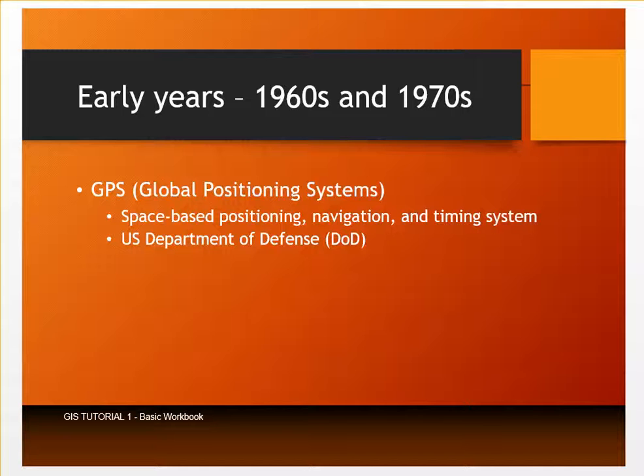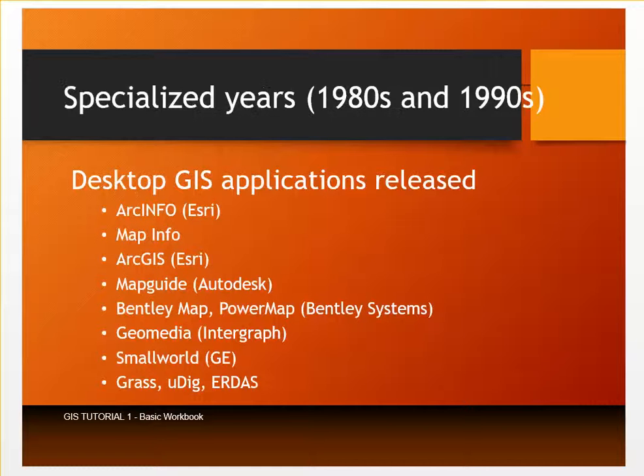Also at this time, the GPS system came into operation. Originally it was strictly for military use, but it laid the foundation for the current GPS systems that we have today in everybody's phone and car, and just about everything else is location enabled. That came out of the early 60s and 70s.